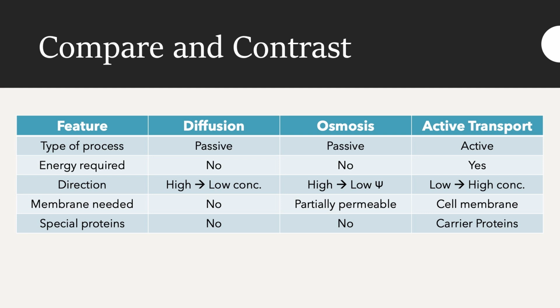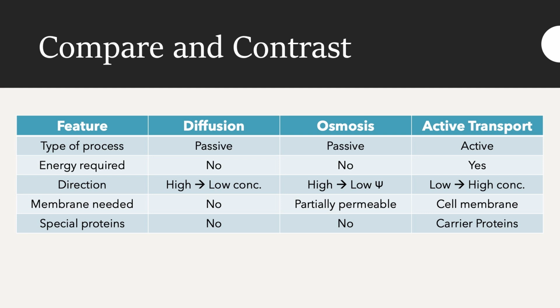For the direction of movement, in diffusion, particles move from high to low concentration, or down a concentration gradient. Osmosis is a special type of diffusion. Water molecules move from a region of high water potential to low water potential. For active transport, particles move from low to high concentration, or against the concentration gradient, with the use of energy.